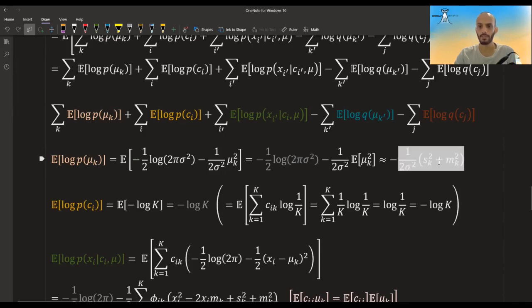Okay, so we are left with this. What about this quantity over here? Well, what's the probability of c_i? We said it's just 1 over k. So the log of it is just minus log of k. And this is also a constant.